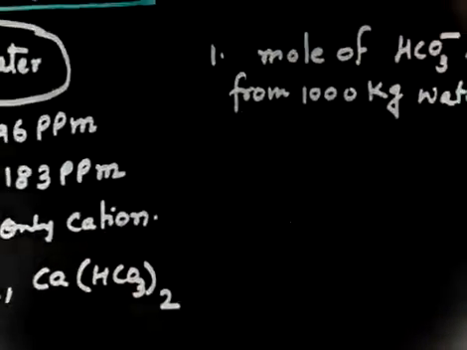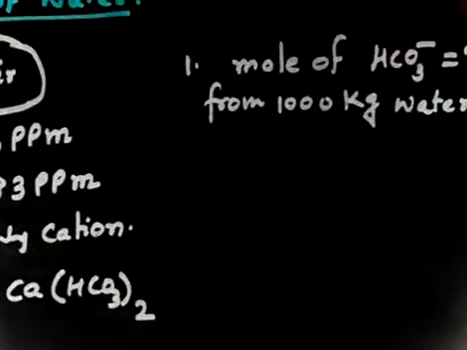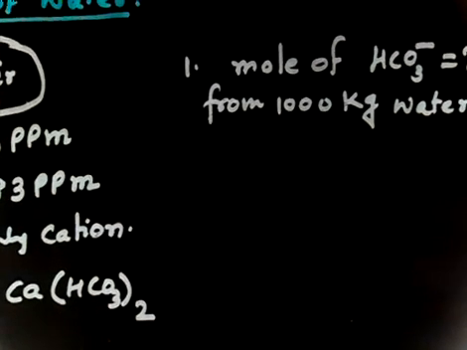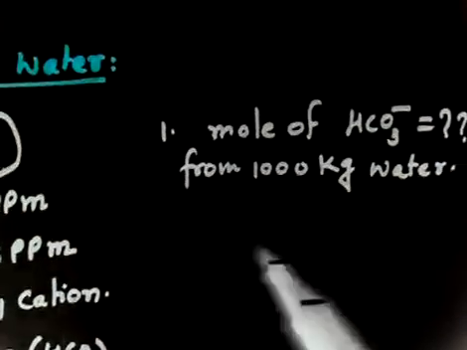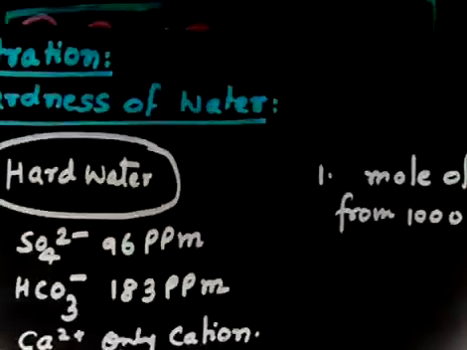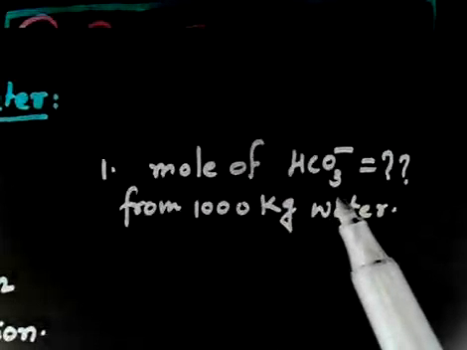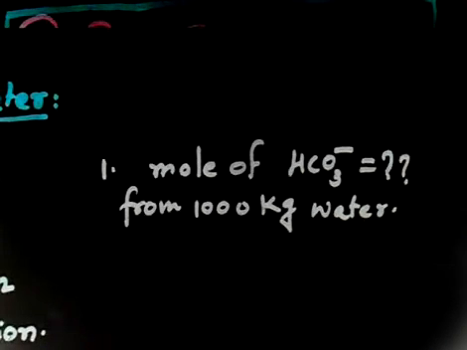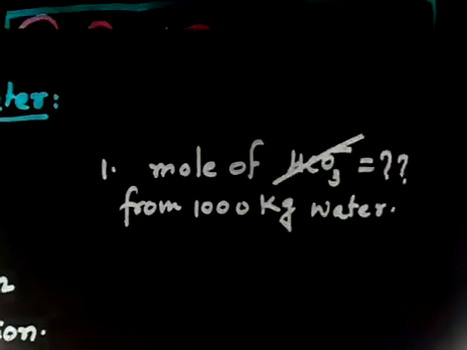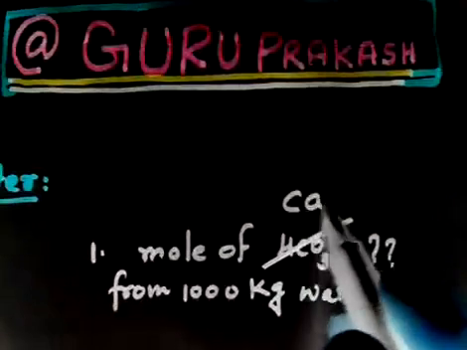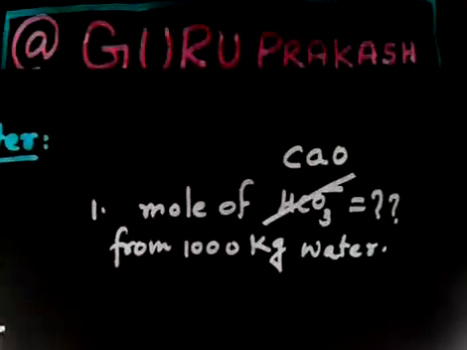Now the question asks, how many mole of CaO will be required to remove HCO3 minus from 1000 kg of this water? So we are taking 1000 kg of this hard water, and we are asking how many mole of CaO, not HCO3 minus, is required to remove HCO3 minus from the hard water.